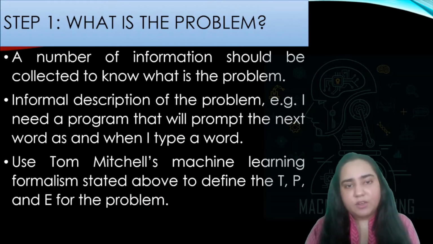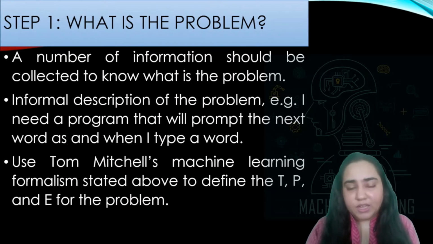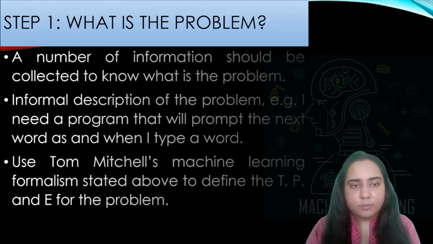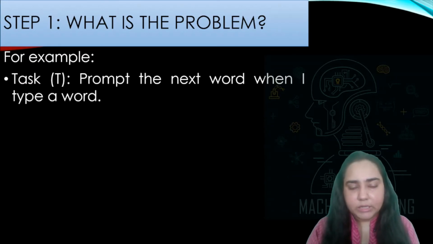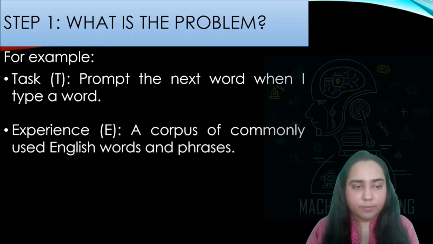Remember that if you are defining a problem, it should adhere to Tom Mitchell's machine learning definition, which says that there has to be some experience E, some task T to be performed, and a way to measure that performance P. Let's take an example. Task T: prompt the next word when I type a word. If I type a word, the program should be able to prompt or predict what next word I could type.